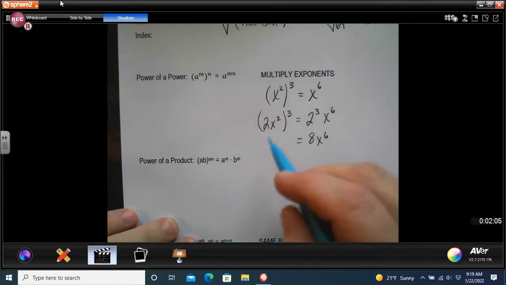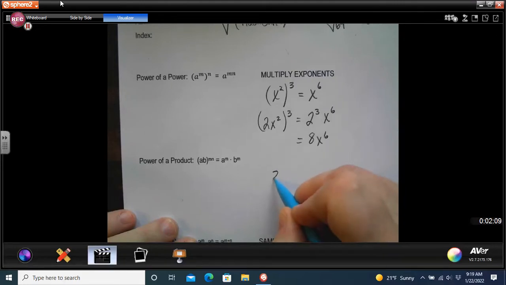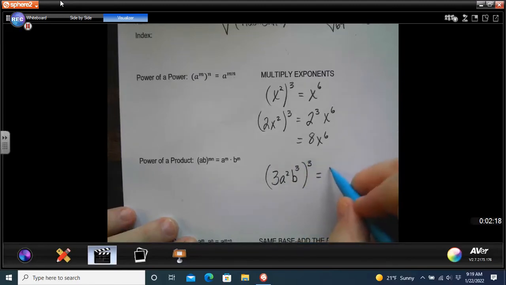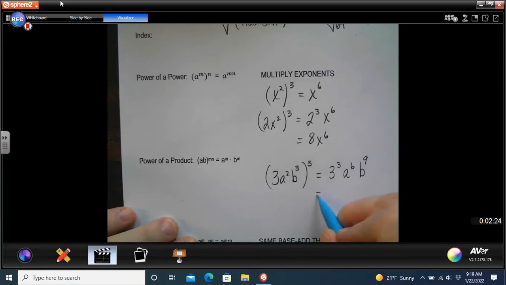And that's what this second rule is saying, that if I have 3a squared b cubed, all to the third power, I multiply the exponents. That's 3 to the third, a to the sixth, b to the ninth. Then you can multiply: 3 to the third is 27.